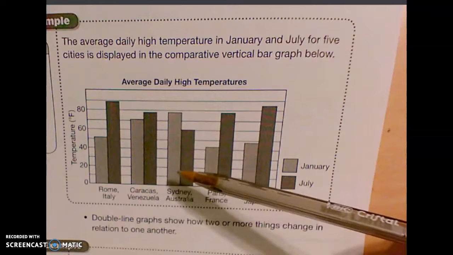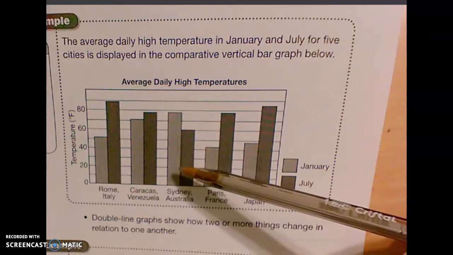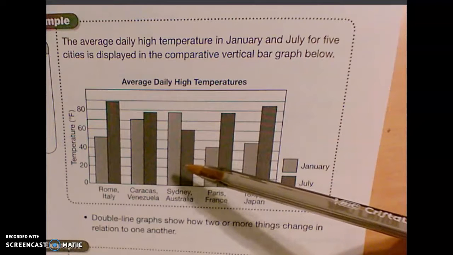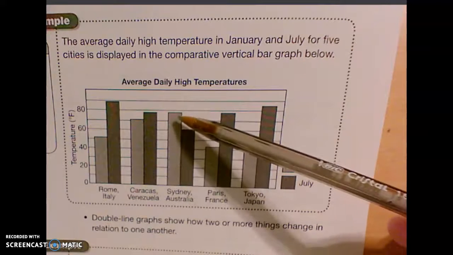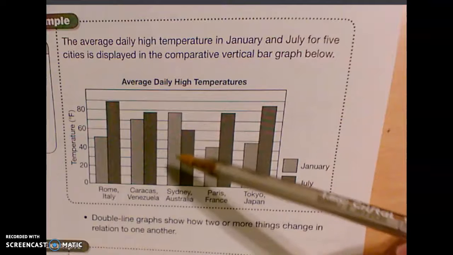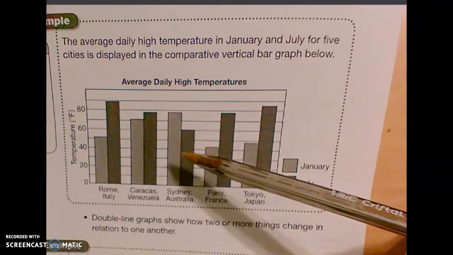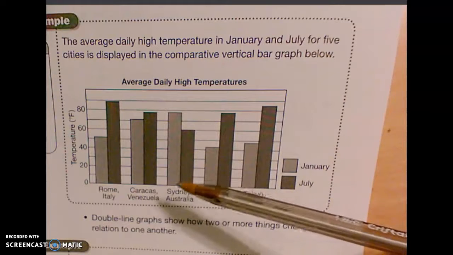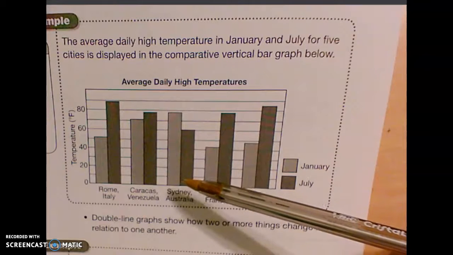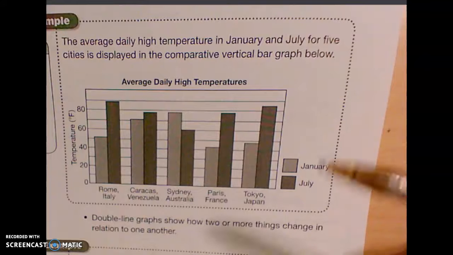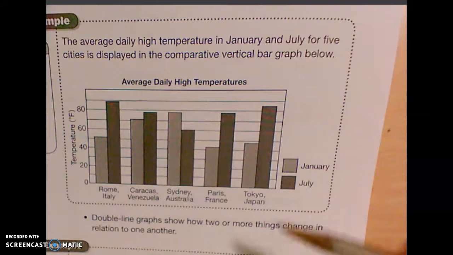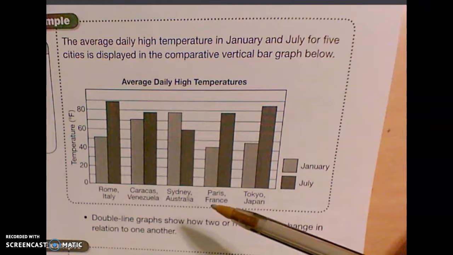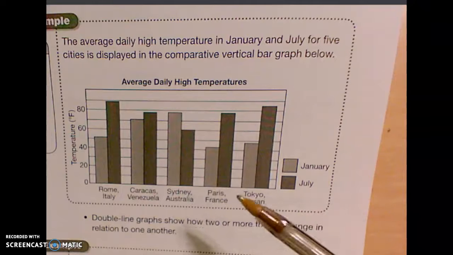Now, why do you think it is? Why do you think the average January high temperature is greater than the average July high temperature? Think about hemispheres of Earth. Australia is warmer in January than in July because it is south of the equator. South of the equator, January is going to be their summer and July is their winter.